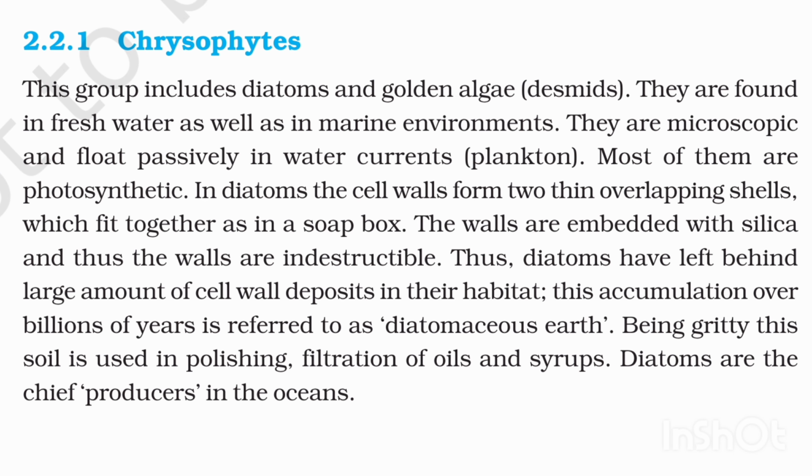Most of them are photosynthetic. In diatoms, the cell walls form two thin overlapping shells which fit together as in a soap box. The walls are embedded with silica and thus the walls are indestructible. Thus, diatoms have left behind a large amount of cell wall deposits in their habitat. This accumulation over billions of years is referred to as diatomaceous earth. Being gritty, this soil is used in polishing, filtration of oils and syrups. Diatoms are the chief producers in the oceans.